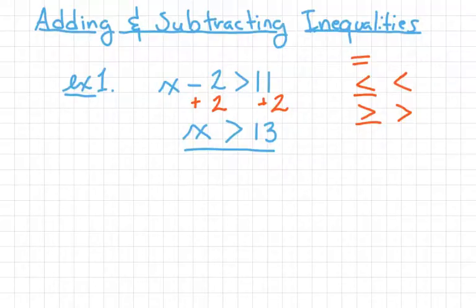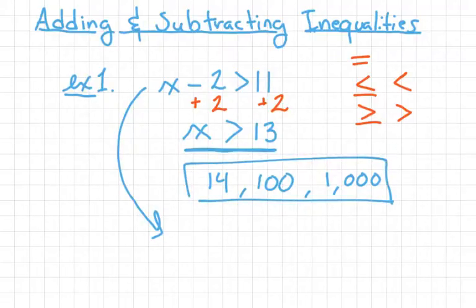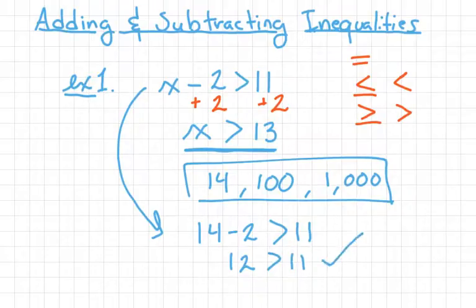So an example, what would work? Any number greater than 13. So 14 would work, 100 would work, 1000 would work, etc. So any number, the solution to this will be any number greater than 13. And you can show this by just plugging in one of these values that we said was greater than 13. So if I plugged in 14, I would have 14 minus 2 is greater than 11. 14 minus 2 is 12. And 12 is indeed greater than 11. So this works.